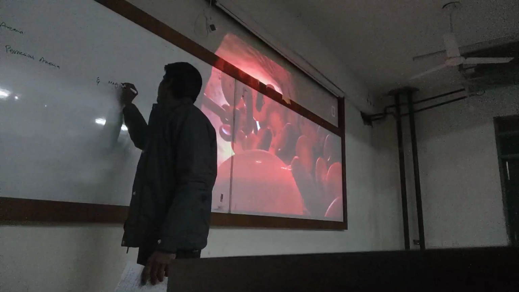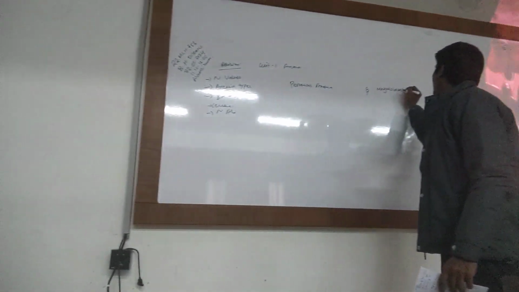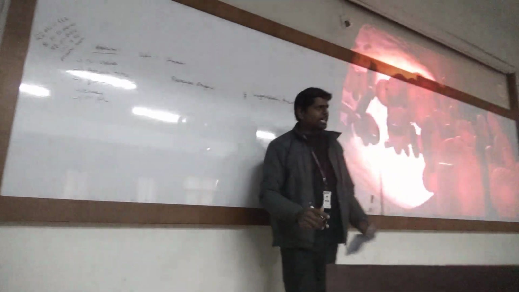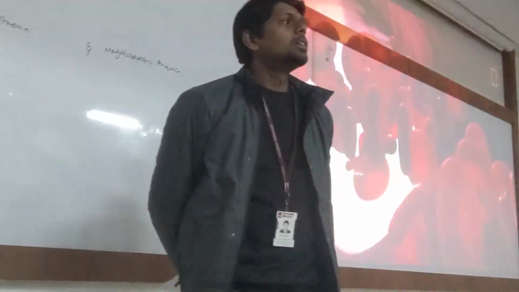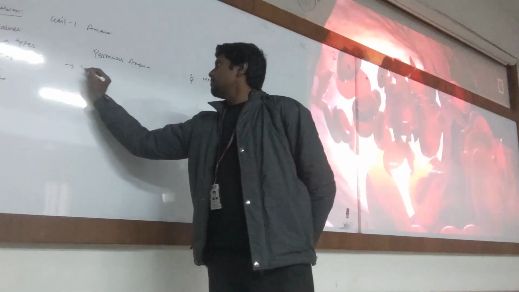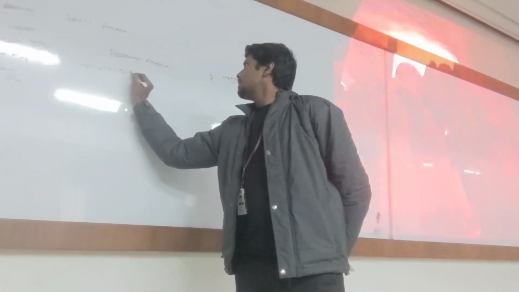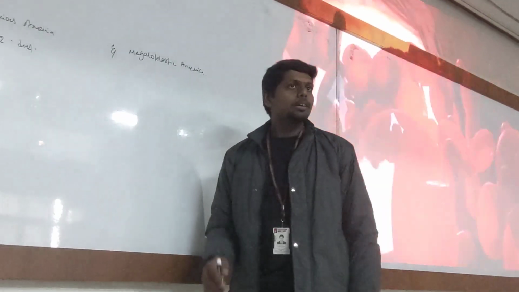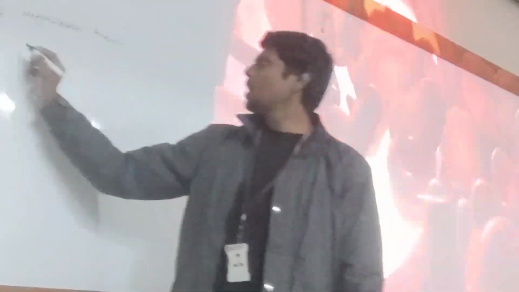and megaloblastic anemia. So what is pernicious anemia? Any idea? Vitamin B12 deficiency. So you are saying vitamin B12 deficiency results in pernicious anemia. Correct? Then what is megaloblastic anemia?